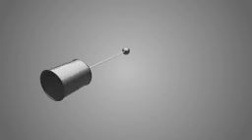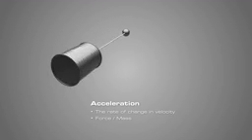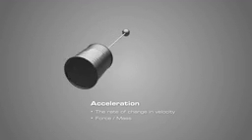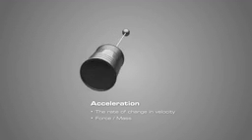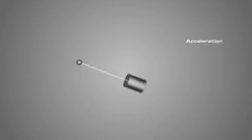Imagine swinging a rope around in a circle with a can attached to the end. The can is in a constant state of acceleration since its velocity is constantly changing due to its circular path. Acceleration of the can is caused by a net force acting on the object.